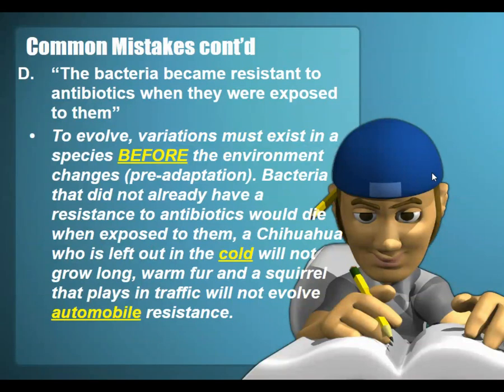Here's another mistake. The bacteria became resistant to antibiotics when they were exposed to them. To evolve, variations have to exist in a species before the environment changes, so pre-adaptation. Bacteria that did not already have resistance to the antibiotics would die when they're exposed to them. A Chihuahua who is left out in the cold will not just grow long, warm fur, and a squirrel who plays in traffic will not just evolve automobile resistance. Okay, the variation has to be there beforehand.